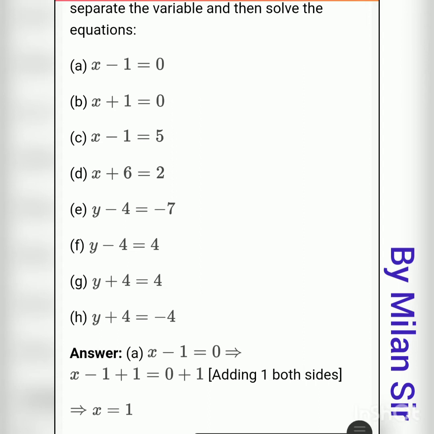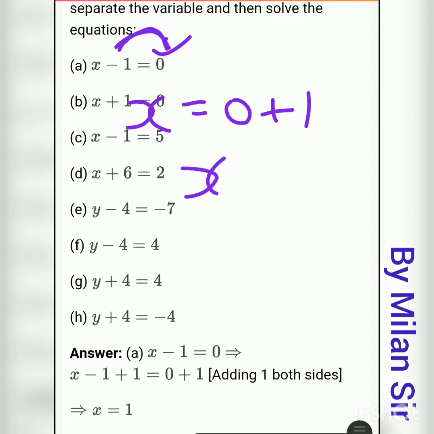Here, first of all, transfer this -1 to the right hand side. We want to find the value of x, so the other term we need to transfer to the other side. Here we have x. Now we transfer this -1 to the right hand side, so on the right hand side we have 0, and -1 becomes +1. So x is equal to 0 plus 1, which is 1. This is the solution of this equation.